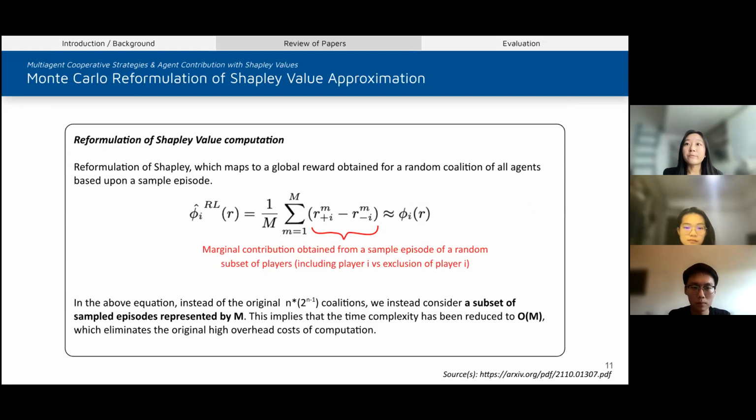Hence, a reformulation of Shapley value is proposed by using Monte Carlo approximation. What this formula suggests is to map only a subset random coalition of all agents to the global reward. Thus, in the formula we see on the slide, instead of summing across all coalitions, we are summing the marginal contribution obtained from a sample episode of a random subset of players. We do so by measuring the difference in excluding or including a specific player in the coalition. In this equation, instead of the original n times 2 to the power of n minus 1 coalitions, we now have a smaller subset represented by m. This implies that the time complexity can be reduced to big O of m, thus palliating the original high overhead.